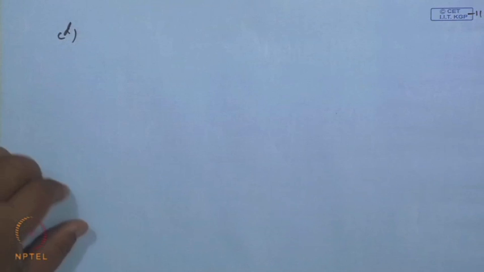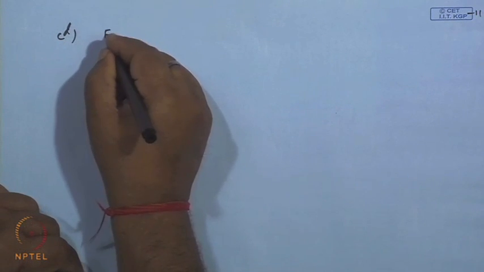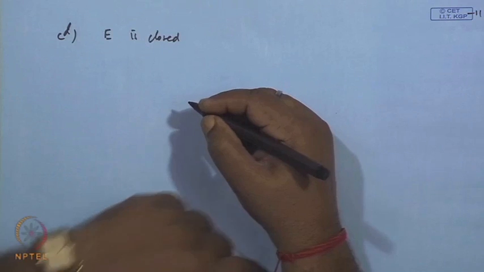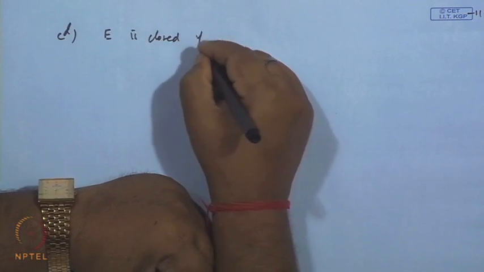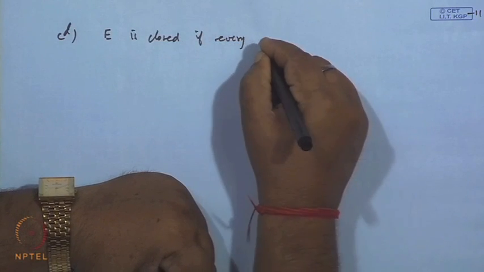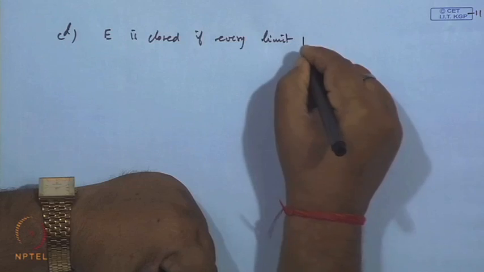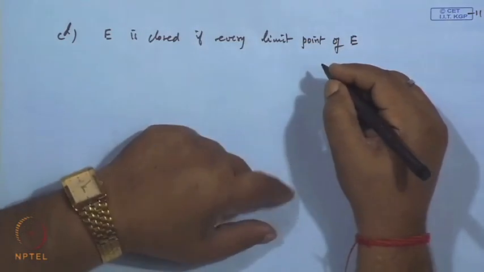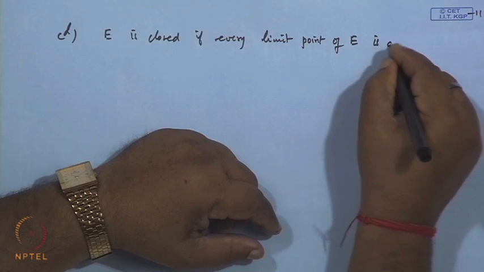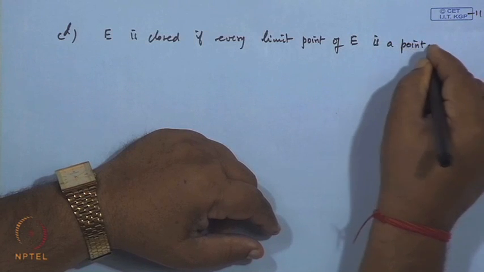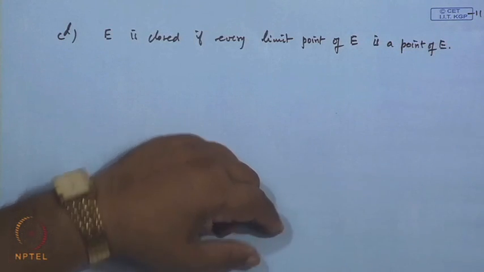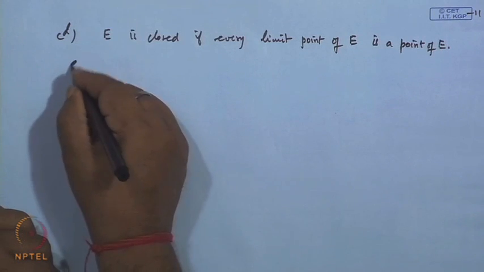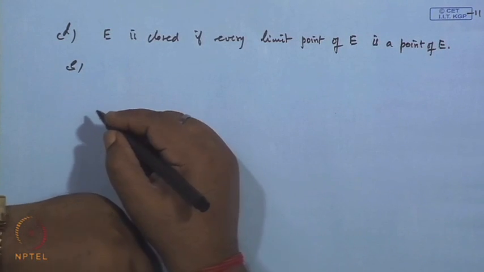D. Closed set. E is said to be closed if every limit point of E is a point of E.